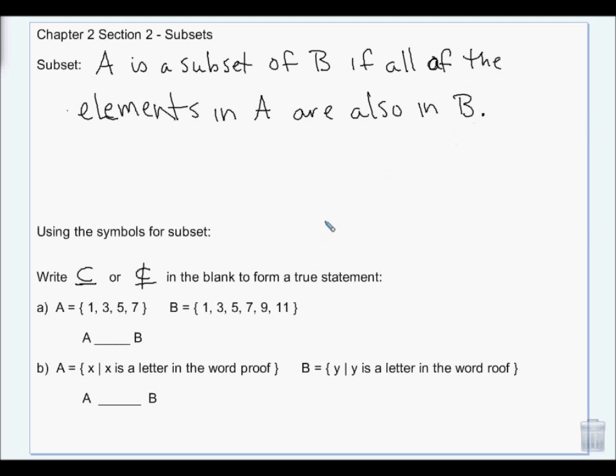Okay, so all of the elements in A are also in B. So you indicate A is a subset of B, like that. Okay? So this symbol means is a subset. If you put a line through it, it is not a subset.